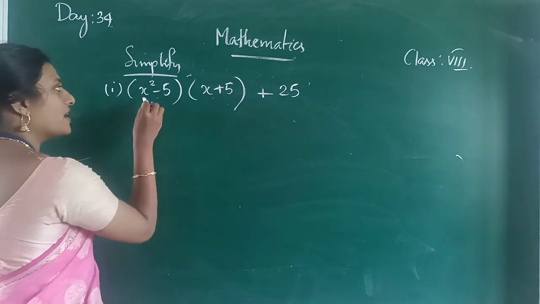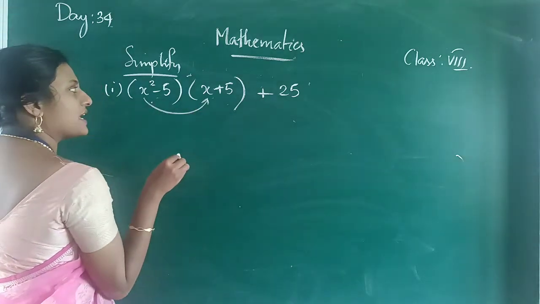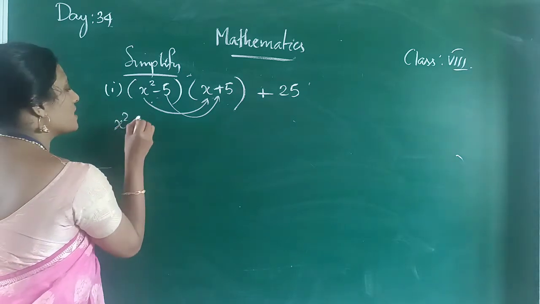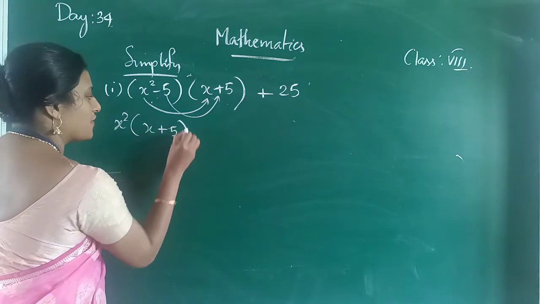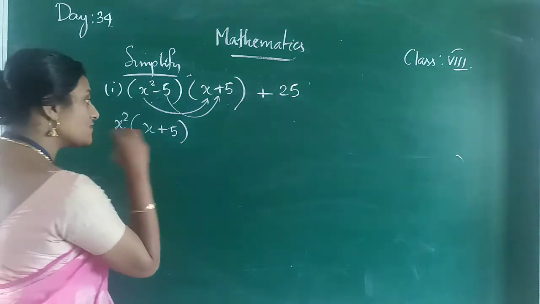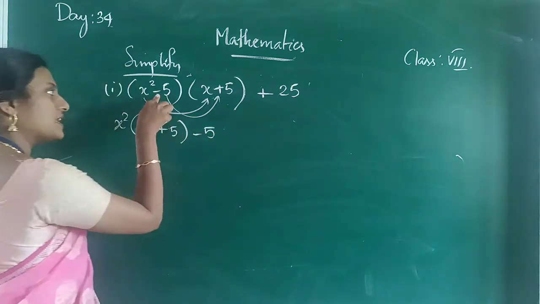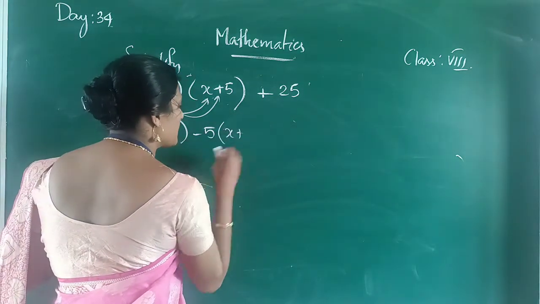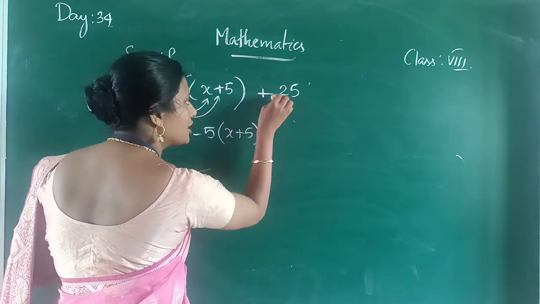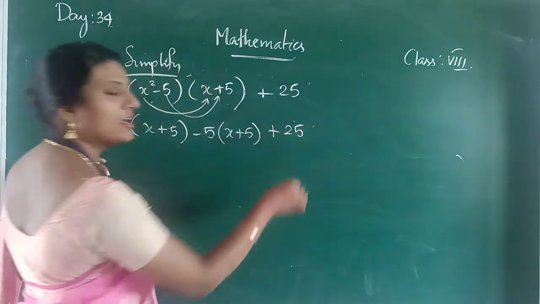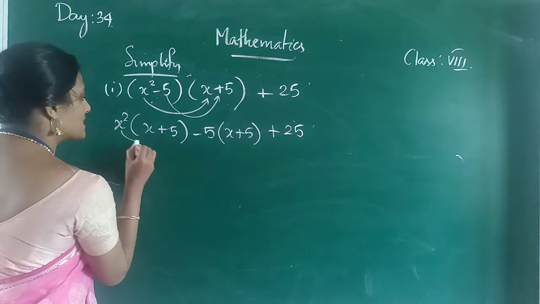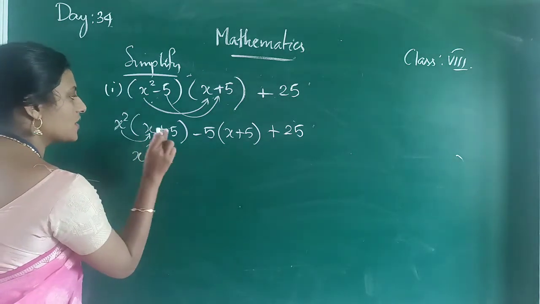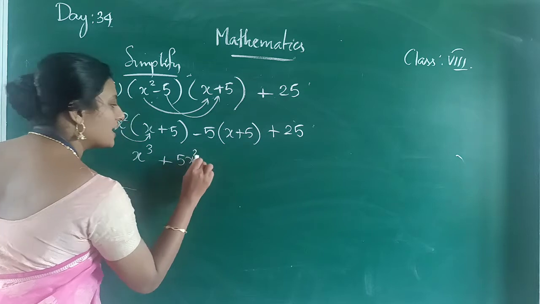How do you simplify? First term into the second bracket, second term into the second bracket. That is x square into x plus 5. Next is minus 5. You have to always keep an eye on the sign. Minus 5 into x plus 5. Next, multiply x square into x is x cube plus x square into 5 is 5x square.